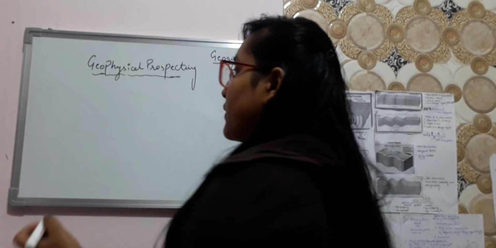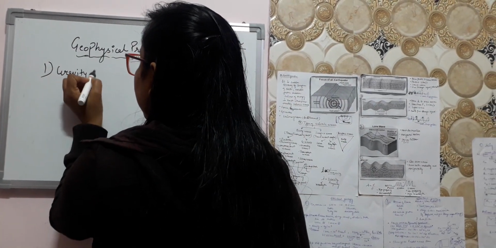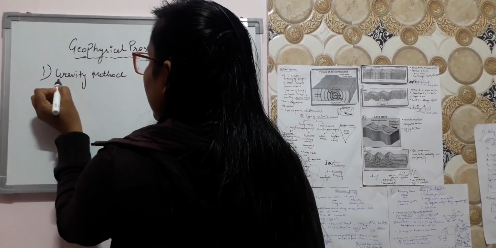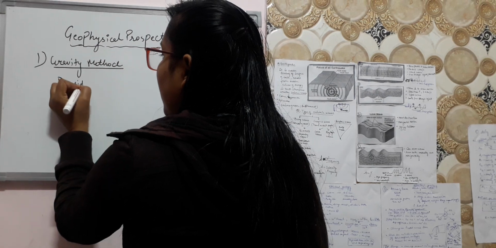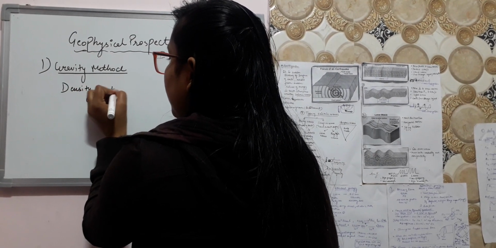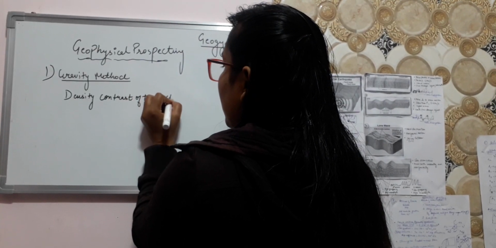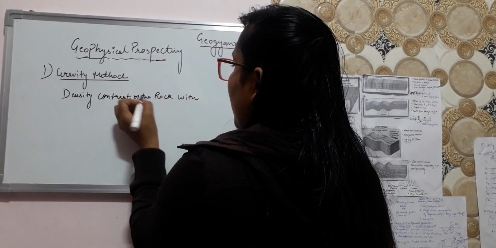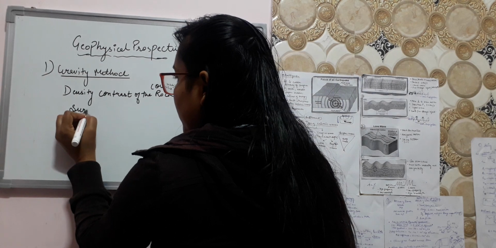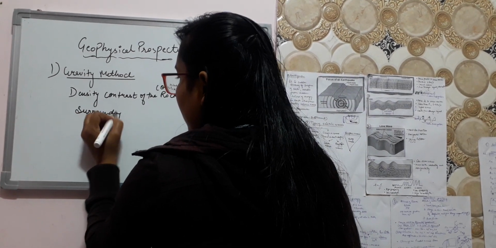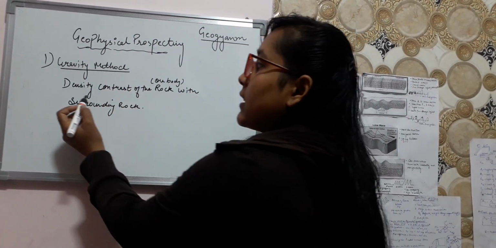So first I will start with the gravity method. This method is used for the density contrast of the rock or ore body with the surrounding rock. Gravity method is used for the density contrast between the rocks.